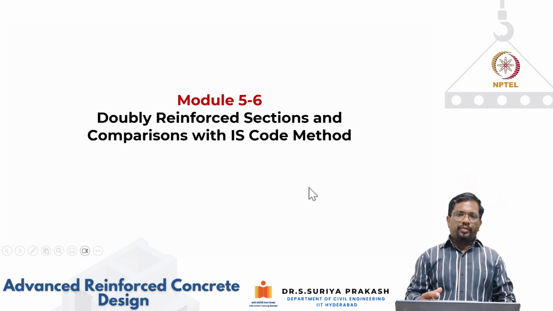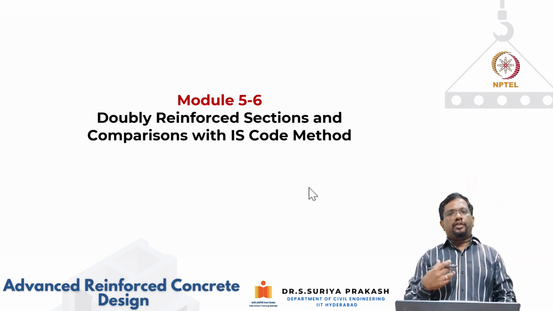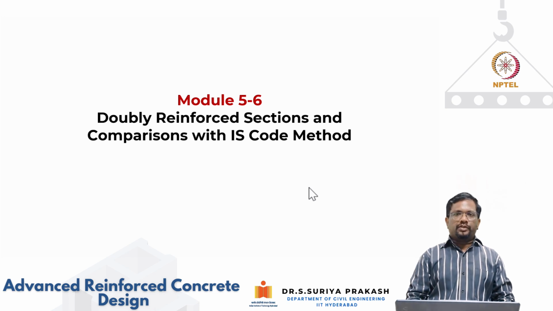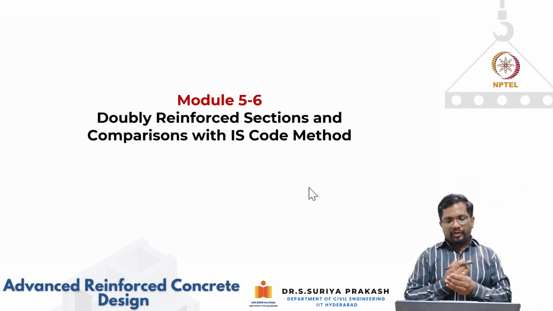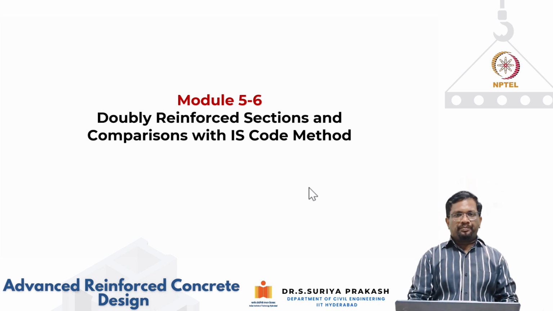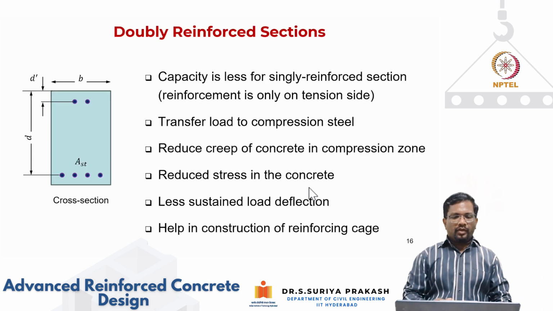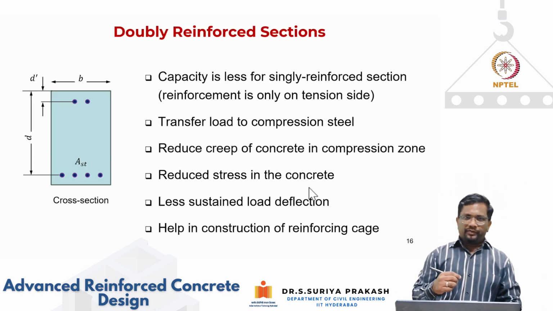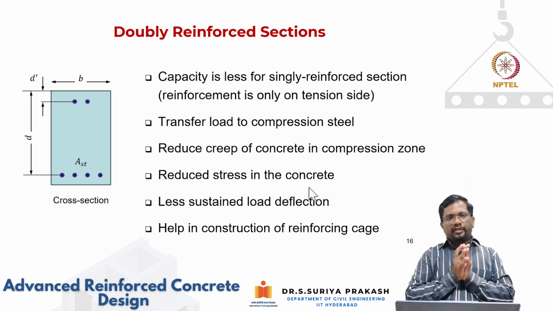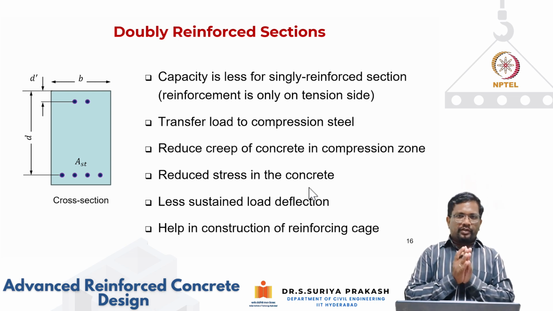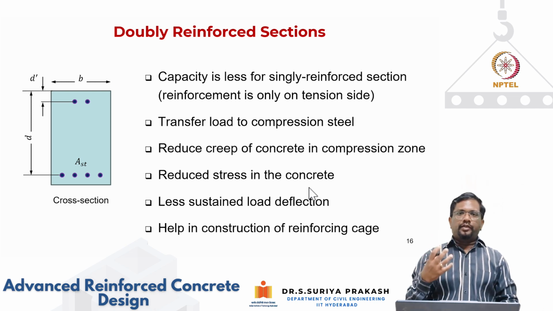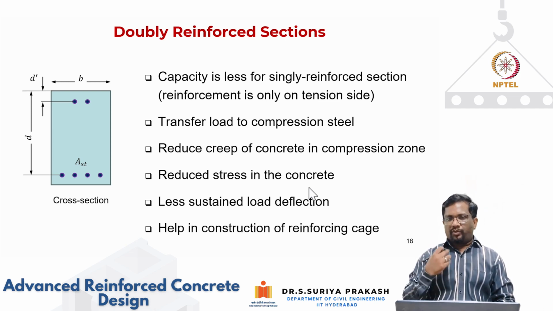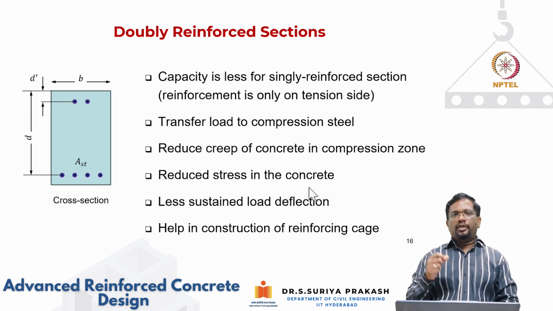Okay, we'll also compare some of the analysis that we have done previously using the moment curvature analysis and see how the IS code calculations are comparing with the moment curvature analysis that we did in the previous part. Right. So we have seen the previous cases, right? For particular sectional dimensions, once grade of concrete and grade of steel is fixed, it has a limiting moment of resistance. How does this limiting moment of resistance come?